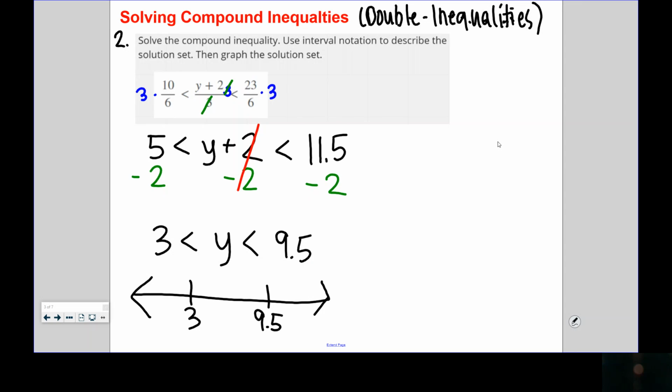All right, so there's actually 2 types of compound inequalities. We'll see the second one in just a little bit. But this type of compound inequality, where they're combined into one sort of mega inequality, is called a conjunction.